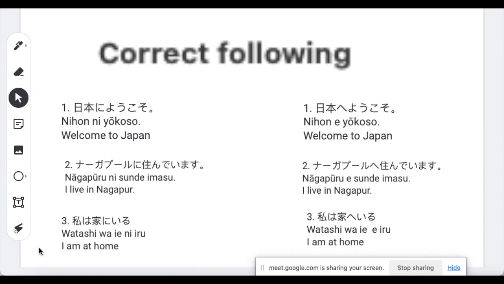Okay. Next we will go to Watashi wa ie ni iru. Watashi wa ie ni iru and Watashi wa ie e iru. So the meaning is the same: I am at home, I am at home. So which one is correct? Is Watashi wa ie ni iru correct or Watashi wa ie e iru correct? Yes, Minakshi-san, onegaishimasu if you know. Sorry, Manisha-san.